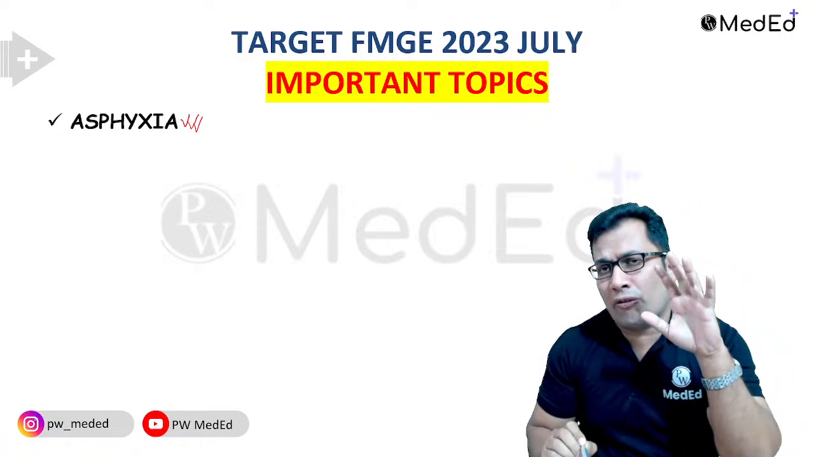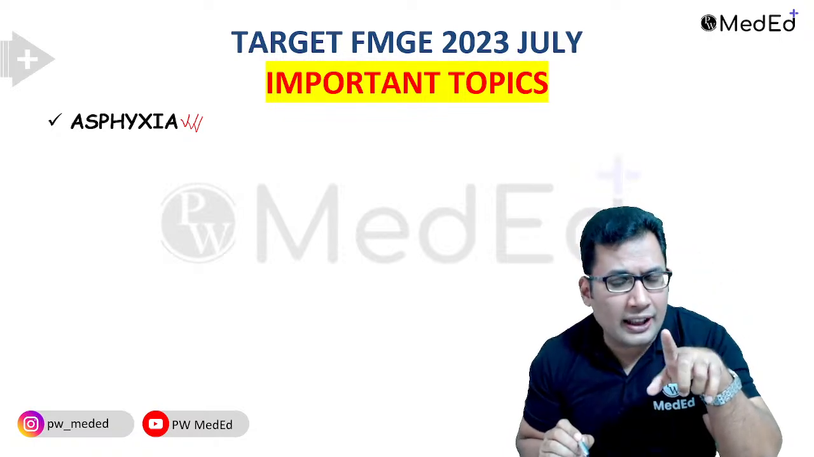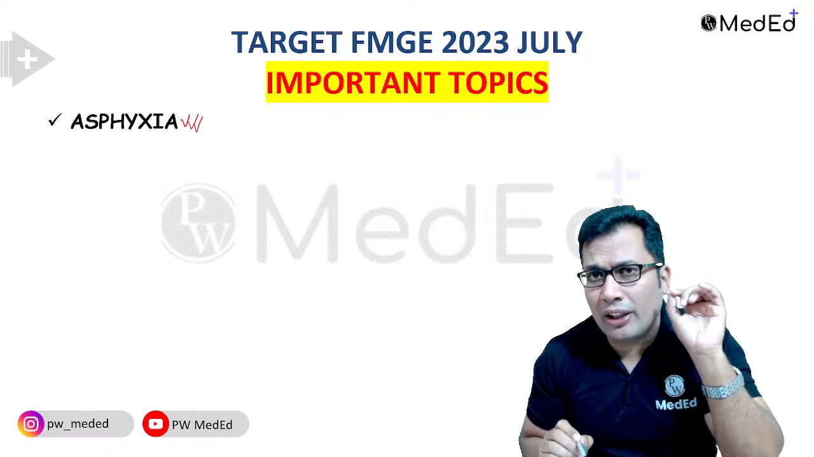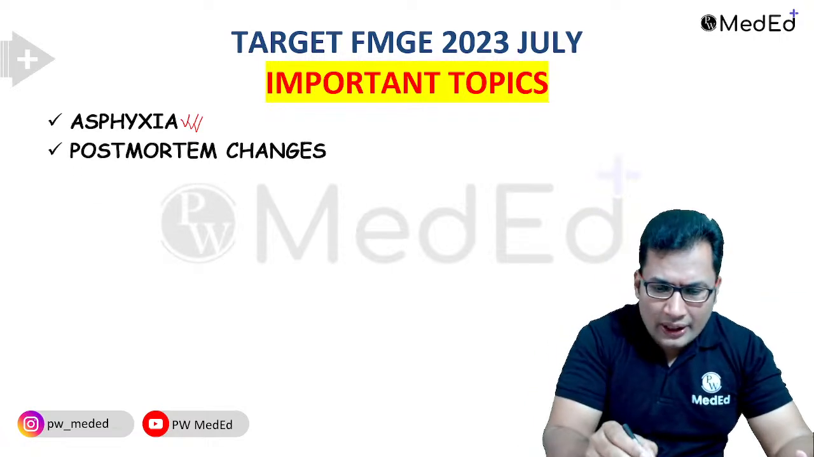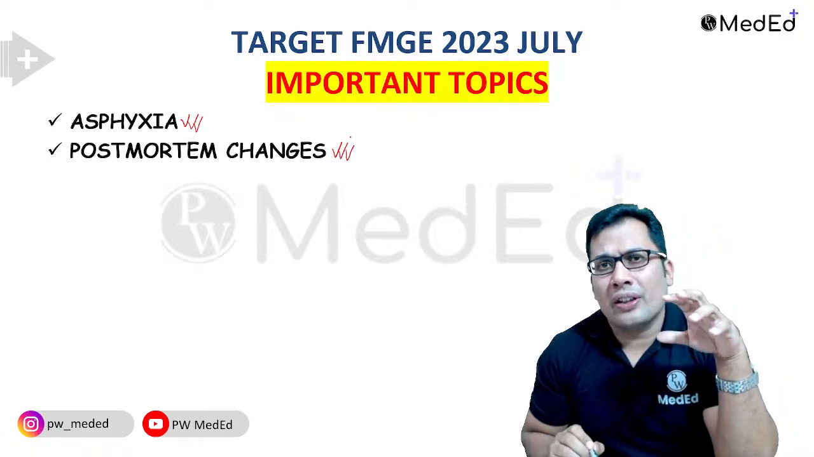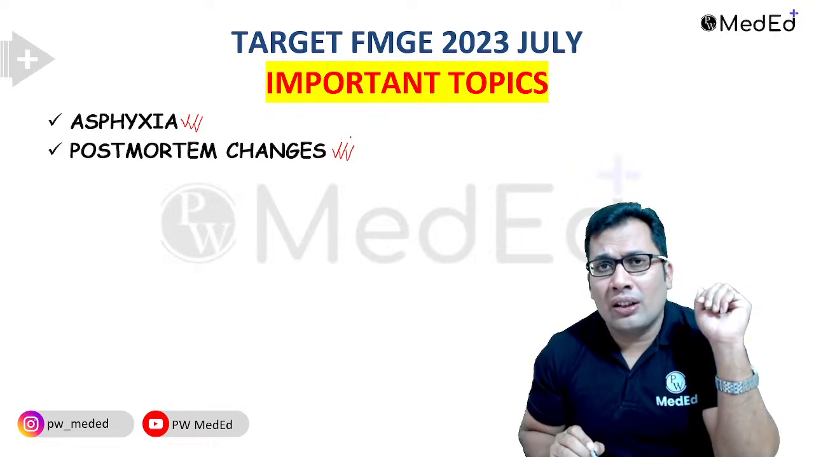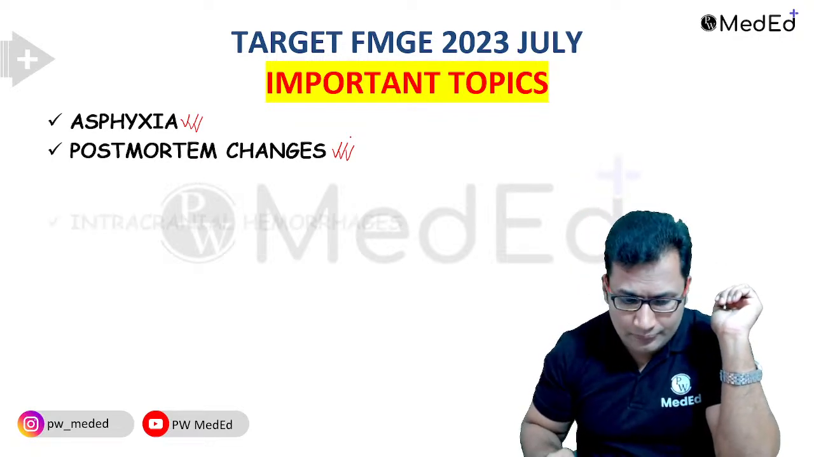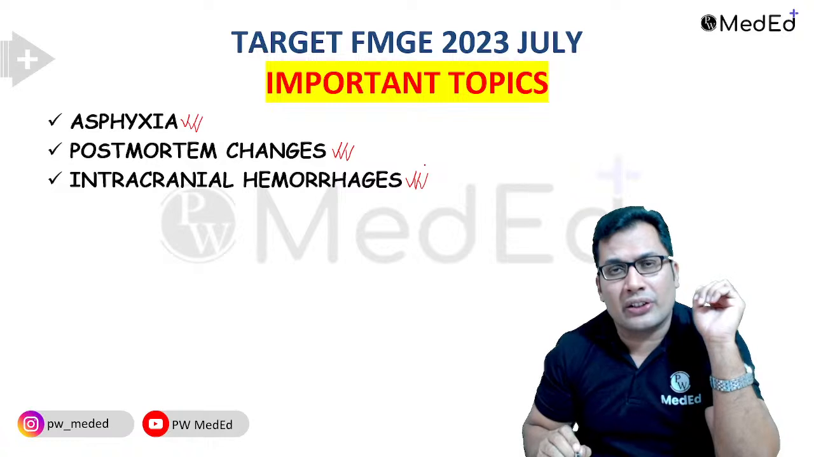In asphyxia, there are 4 important topics. They are very commonly asked in the exam: hanging, strangulation, suffocation, and the very important topic, drowning. Second, postmortem changes. In postmortem changes, rigor mortis, livor mortis, algor mortis, and decomposition are very commonly asked in your exam. Then intracranial hemorrhages and mechanical injuries.